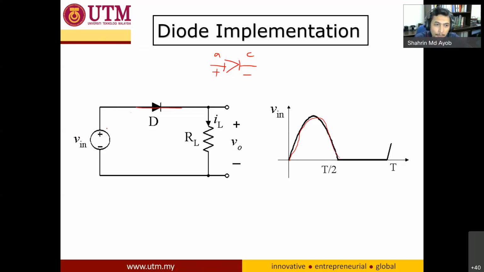And when the voltage source changes its polarity, meaning this polarity changes from negative to positive here, the cathode is positive compared to the anode. So the diode is reverse biased, meaning that it is disconnected. So V out is disconnected from V in. That's why you have zero voltage. So that is the concept of a switching circuit.